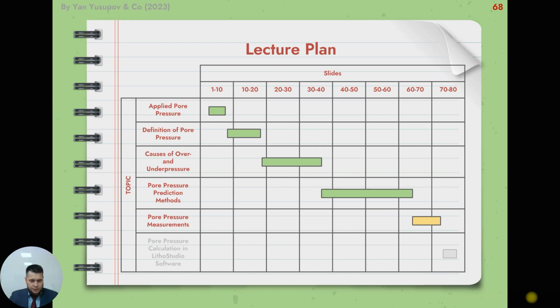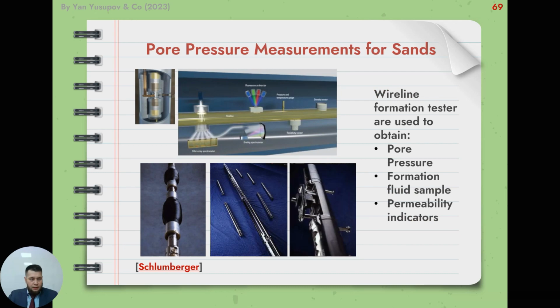Okay, now we will consider topic number 5, pore pressure measurements. The calculated pore pressure distribution profile must be calibrated, and one of the calibration methods is pore pressure measurement. Wireline formation testers are used to obtain pore pressure, formation fluid samples, and permeability indicators.